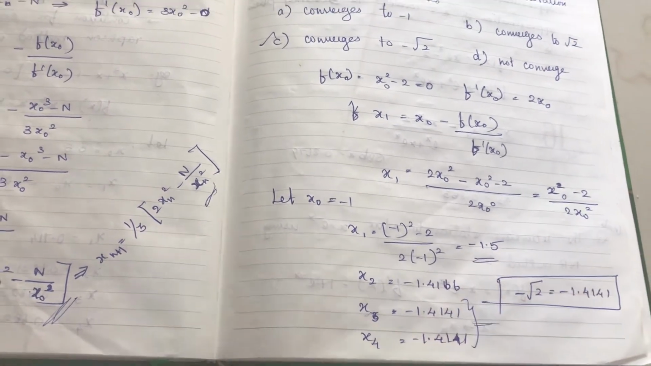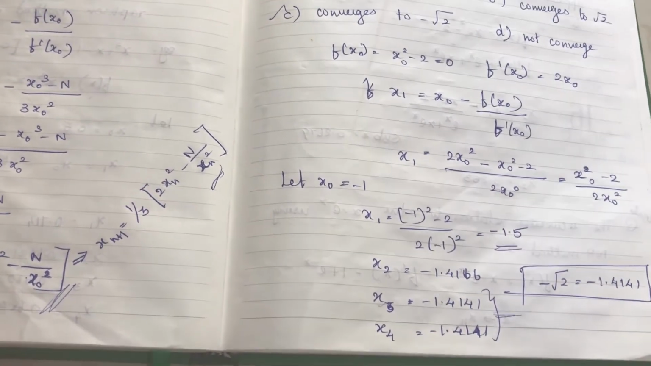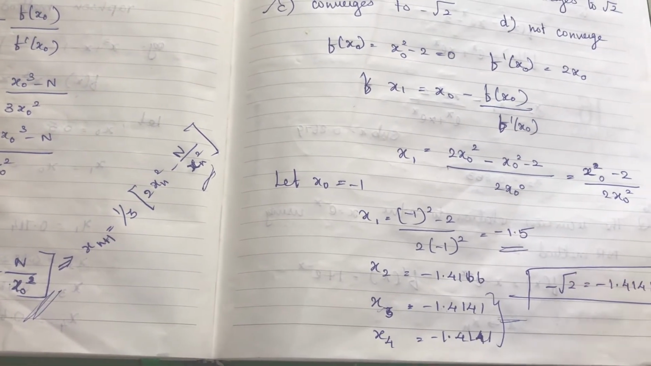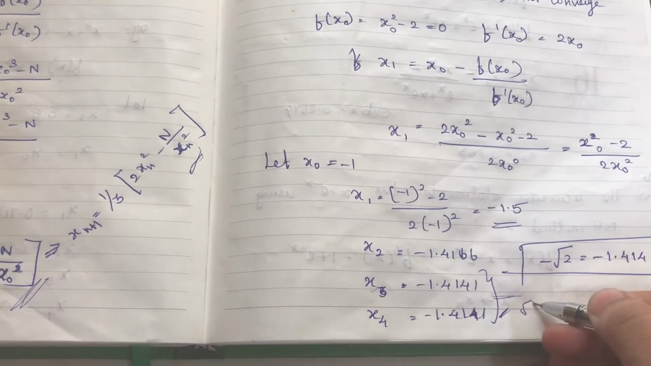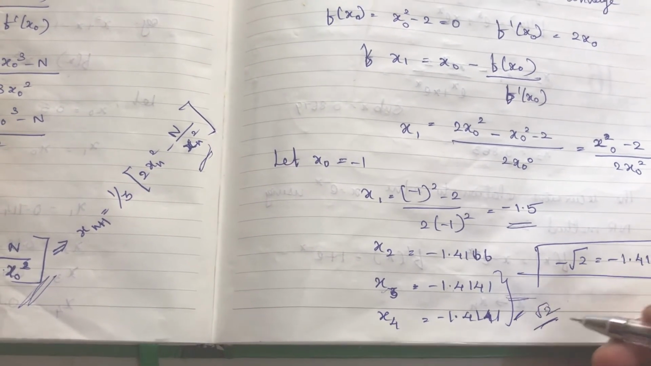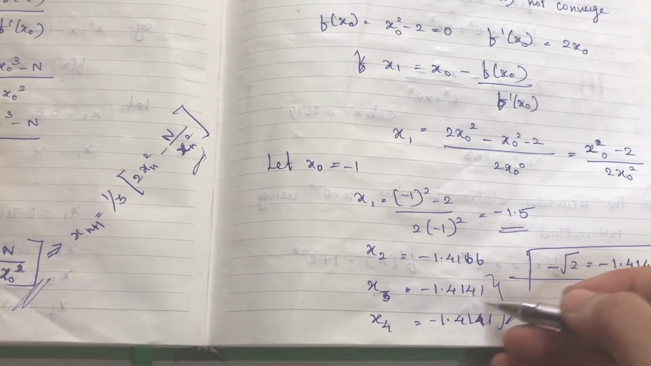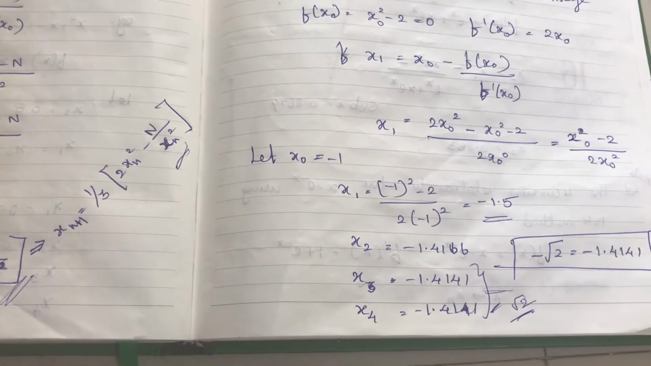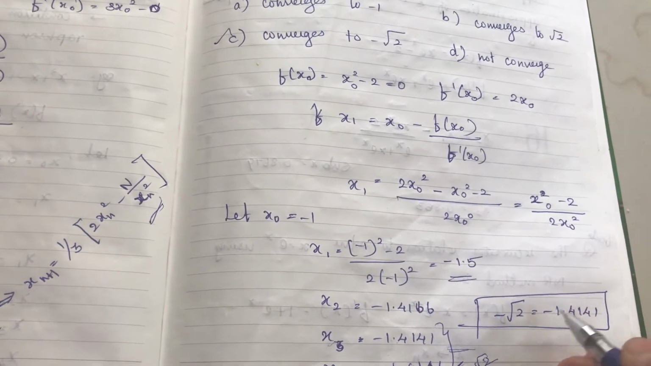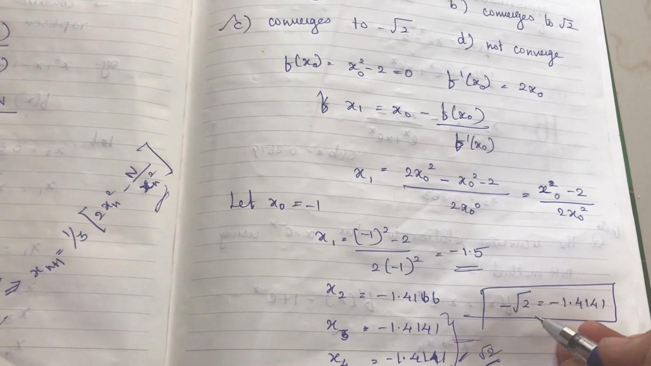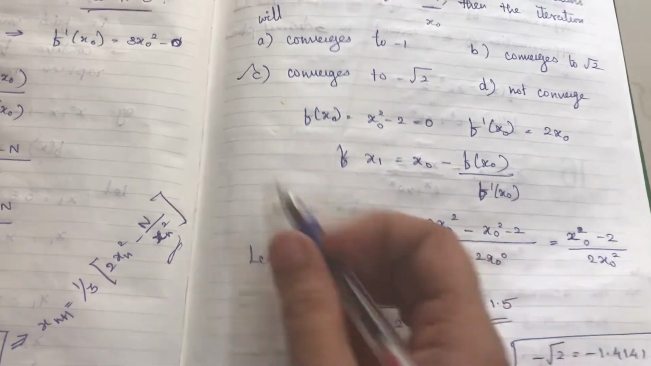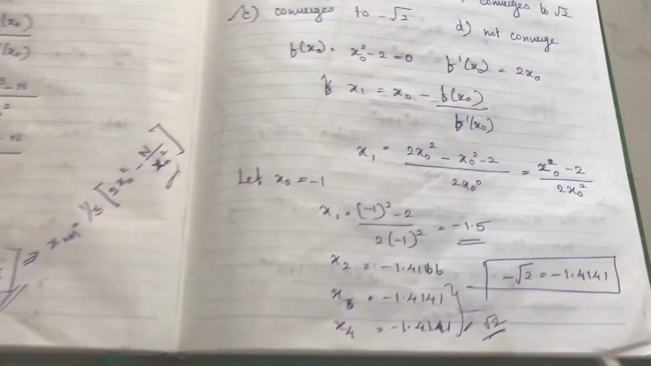So stop up to this. This is nothing but the square root of two formula. The square root of two value is 1.4141, right? So it looks like minus root 2. So this is the answer. It converges to minus root 2.